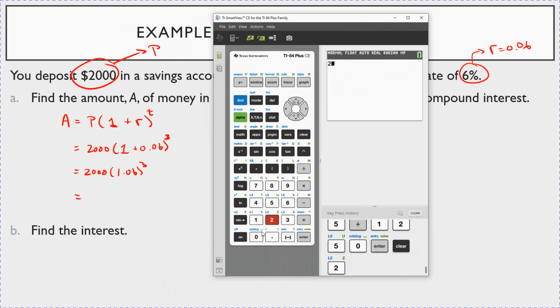So 2,000 times 1.06, and that 1.06 is raised to the third power. All right, after 3 years, and you always remember dollars and cents. You're going to round this to 2 decimal points, right? So it's $2,382.03.